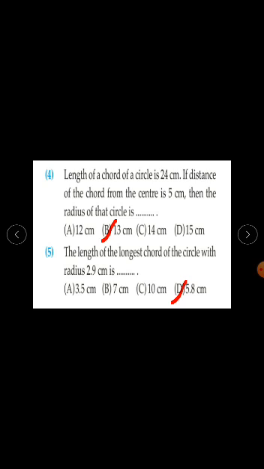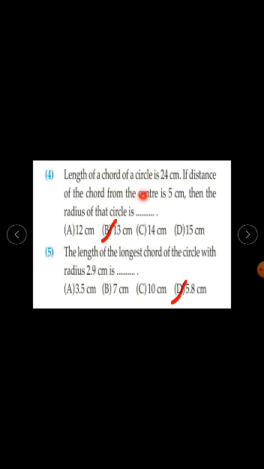Fourth sub question. Length of a chord of a circle is 24 centimeter. If distance of the chord from the center is 5 centimeter, then the radius of that circle is blank. Half of 24 is 12, because perpendicular drawn from center to the chord bisects the chord. First option is 12 centimeter, second is 13 centimeter, third 14 centimeter and fourth 15 centimeter.